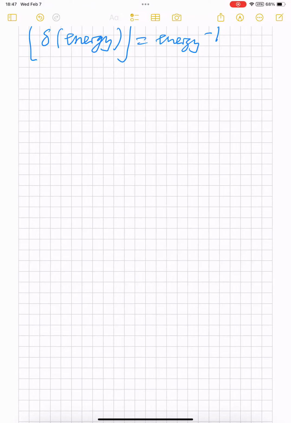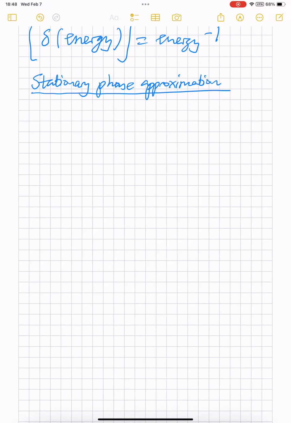Now, that method goes under the name of the stationary phase approximation. And they are closely related approximations called the saddle point approximation and steepest descent. These are extremely important methods. I want to give you some conceptual understanding of what you do when you're doing stationary phase approximation.